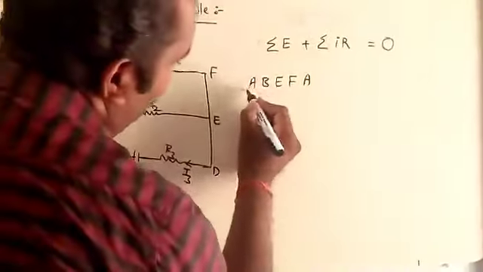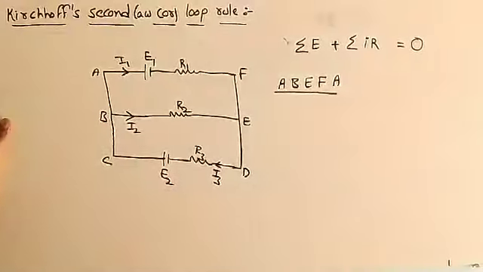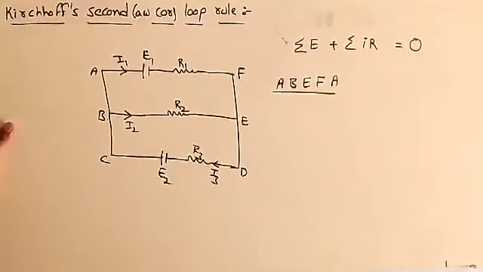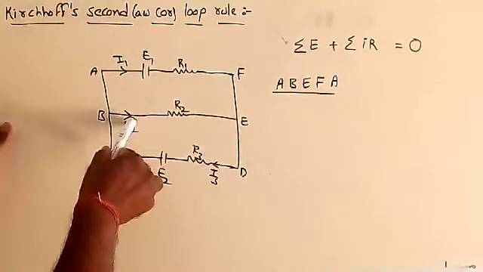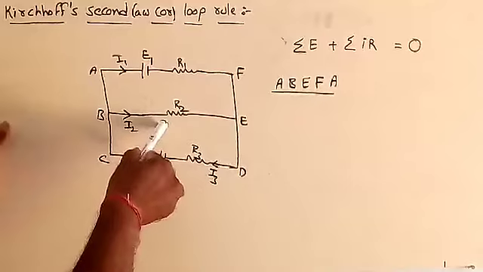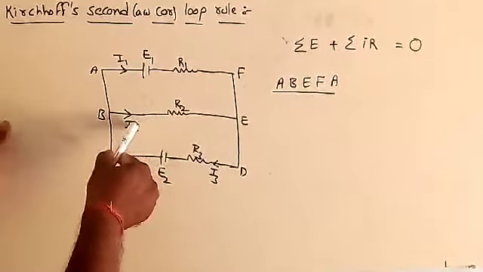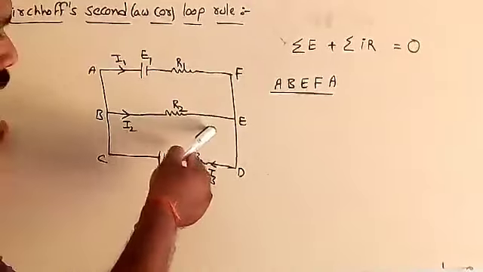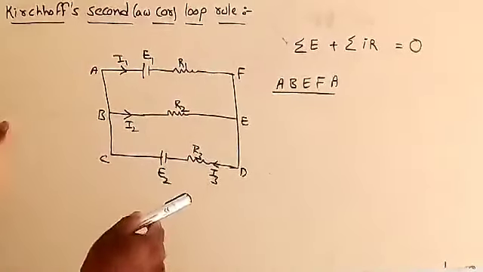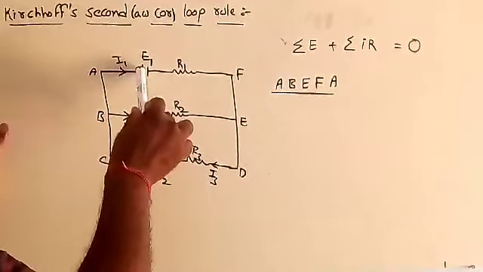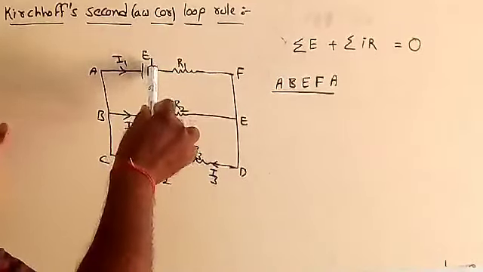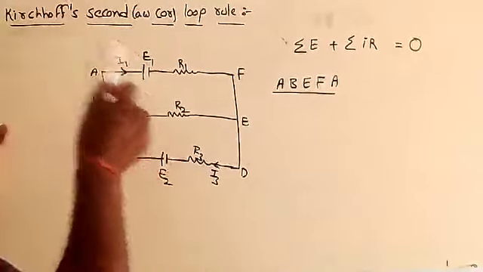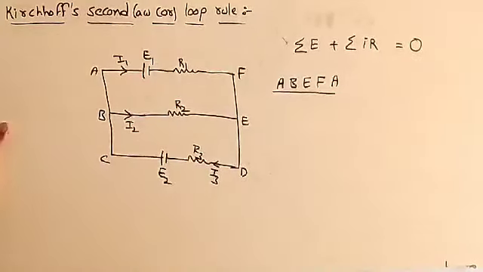Now for the rule, you have to follow a few important rules. What are they? If you are traveling in the direction of current, then you have to take the negative sign. If you are traveling opposite to the direction of current, you have to take the positive sign. If you are traveling from positive terminal of the battery to the negative terminal, you have to take negative. If you are traveling from negative terminal of the battery to the positive terminal, again you have to take positive.